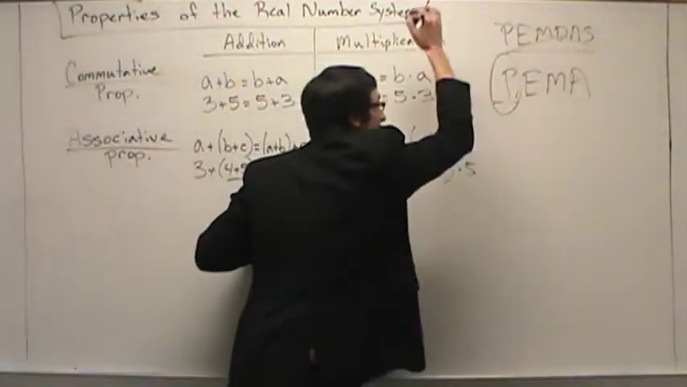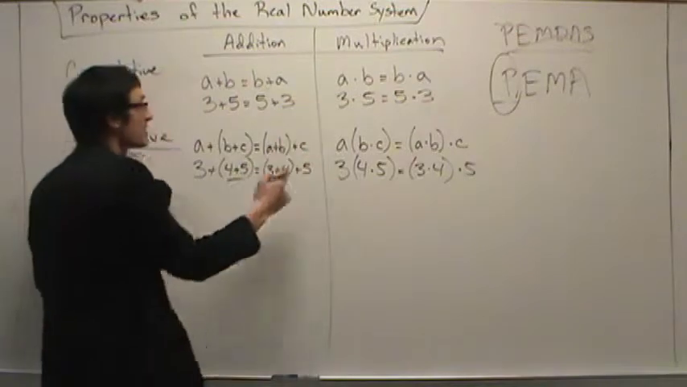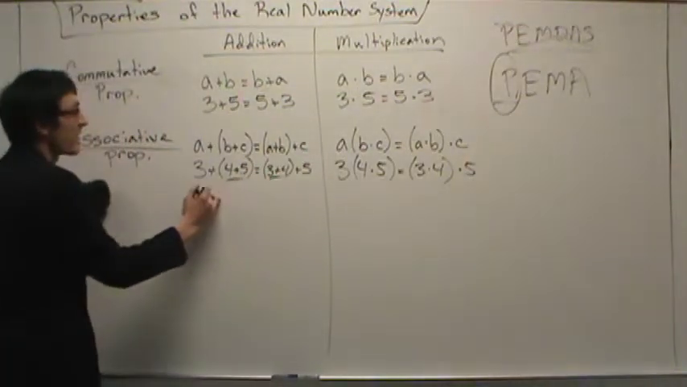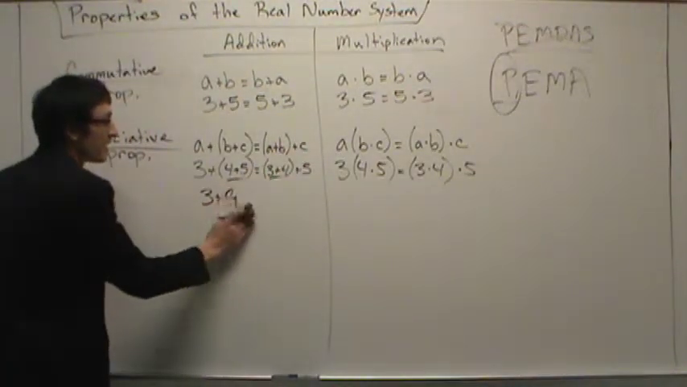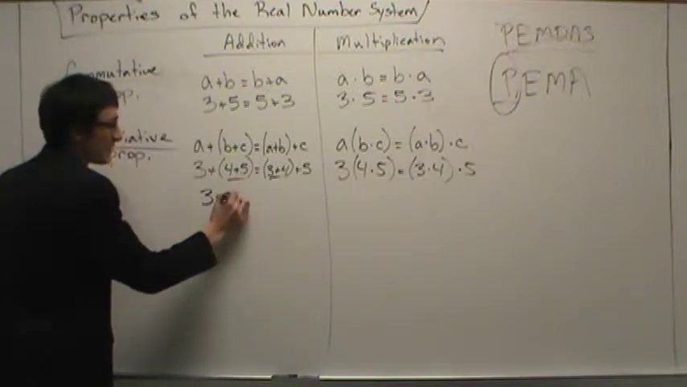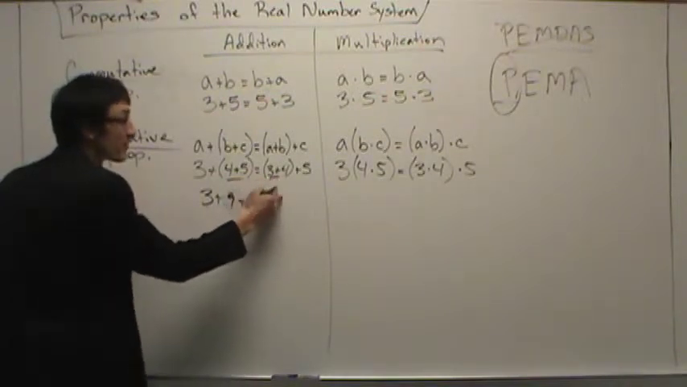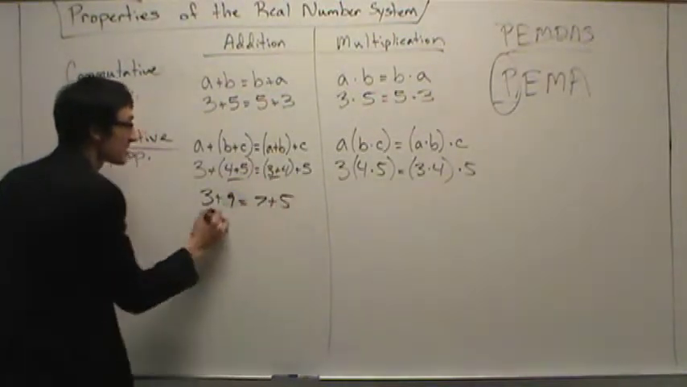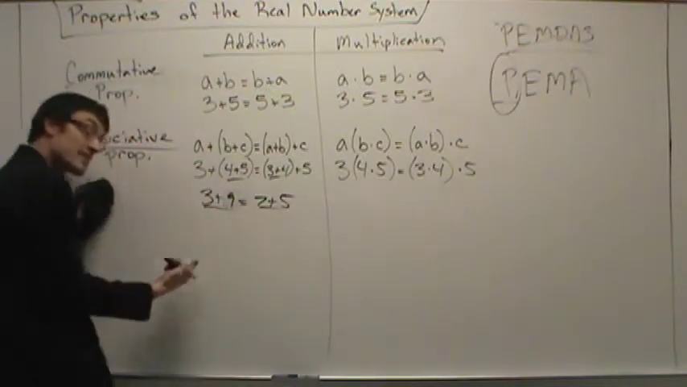What do we do first in this acronym? The acronym says we do what? Parentheses first. So here we're doing 4 plus 5, so we get 3 plus 9. And here we get 3 plus 4. We do the 3 plus 4 first. We get 7 plus 5. Notice 3 plus 9 is 12. 7 plus 5 is 12. We get the same thing.